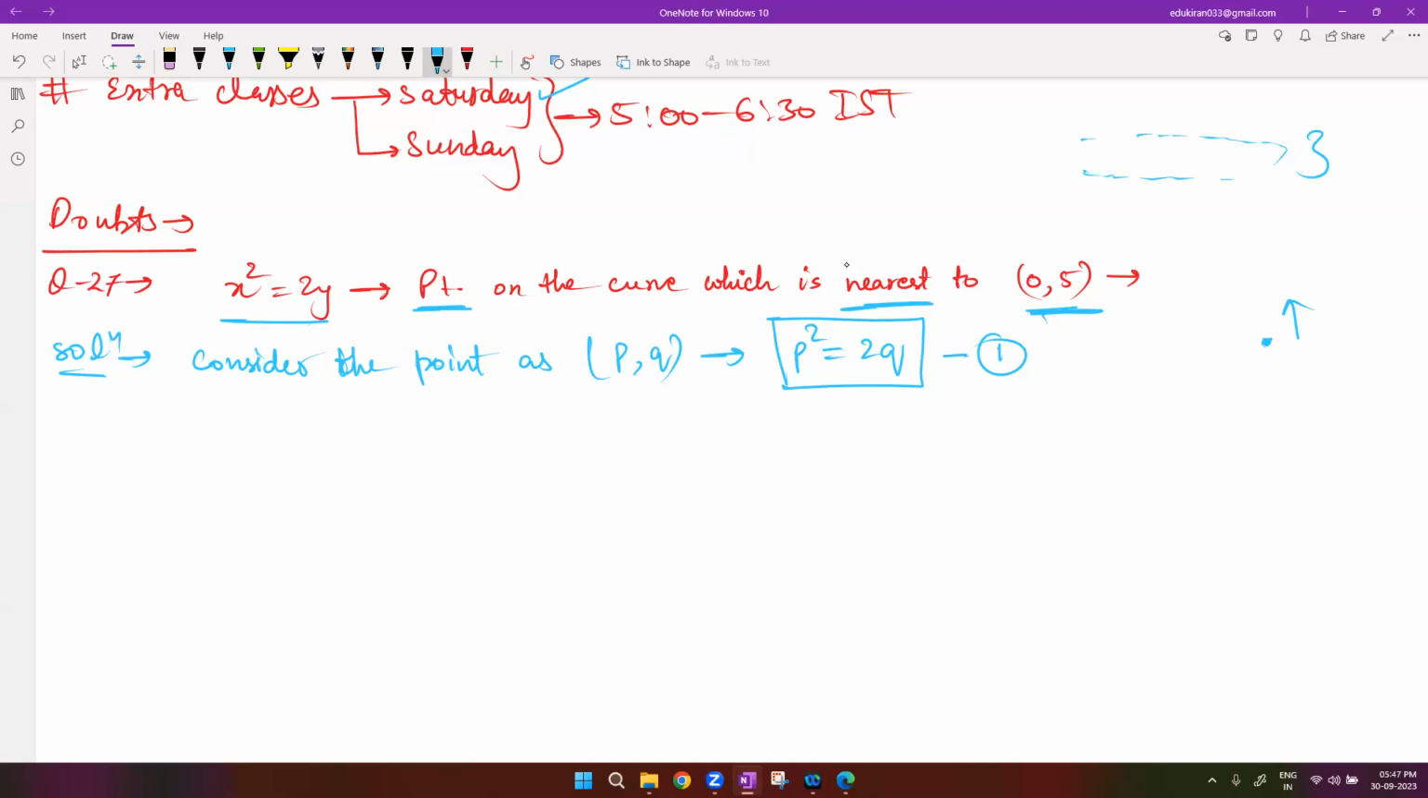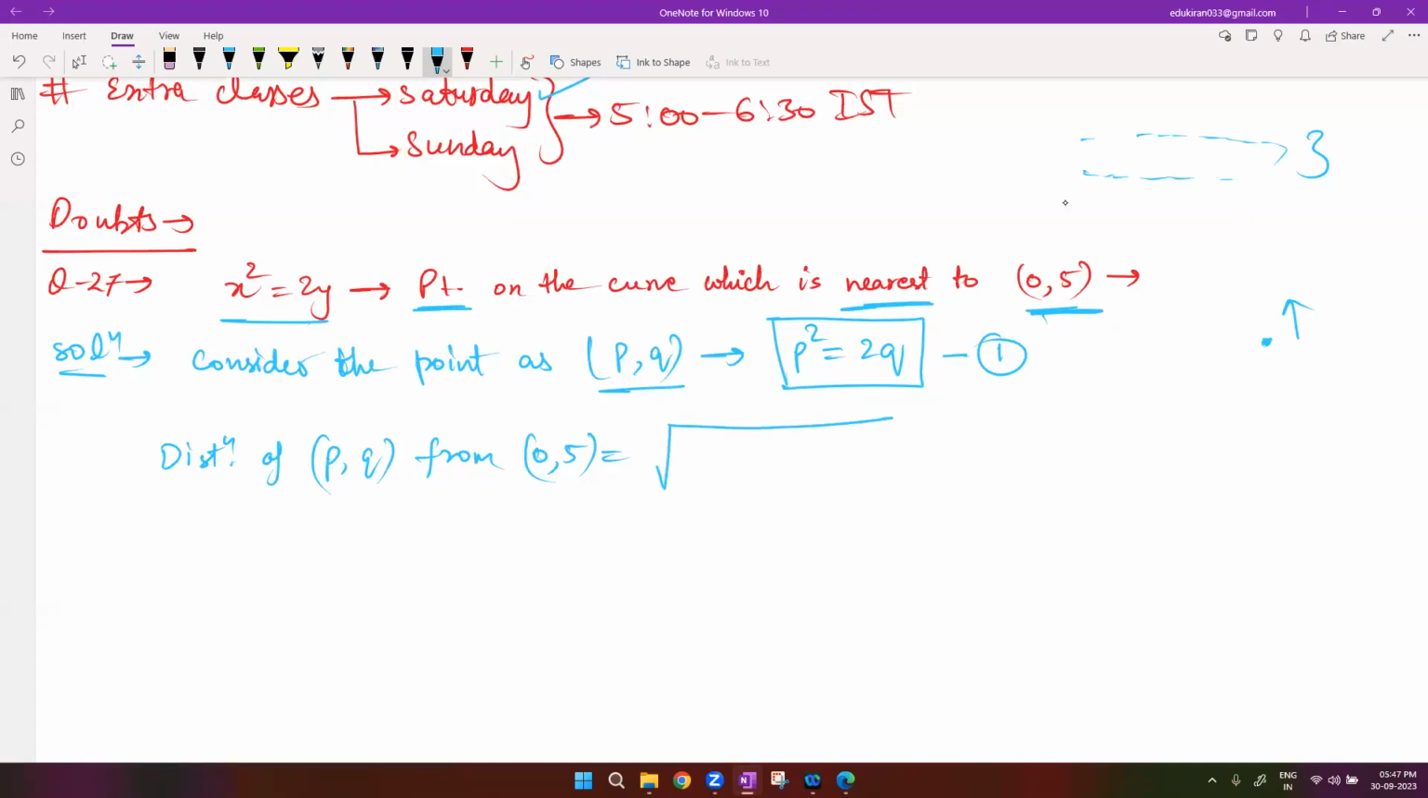Distance of what? Distance of p comma q from 0, 5, right? So nearest point or distance of nearest point. So distance of p comma q from 0, 5, we can easily find that out, right? So this value would be root over.